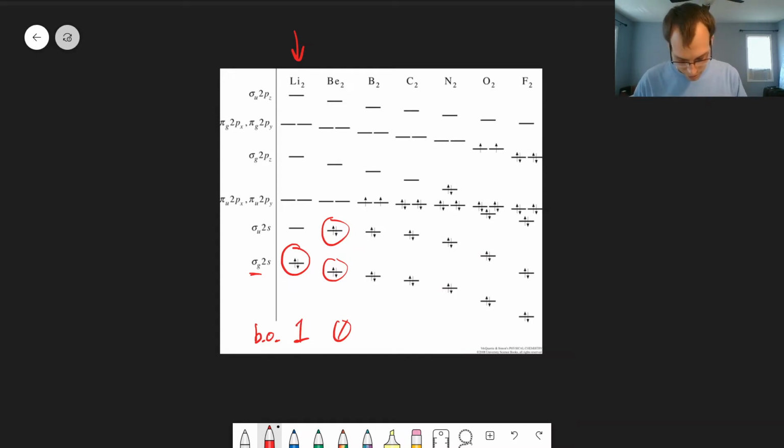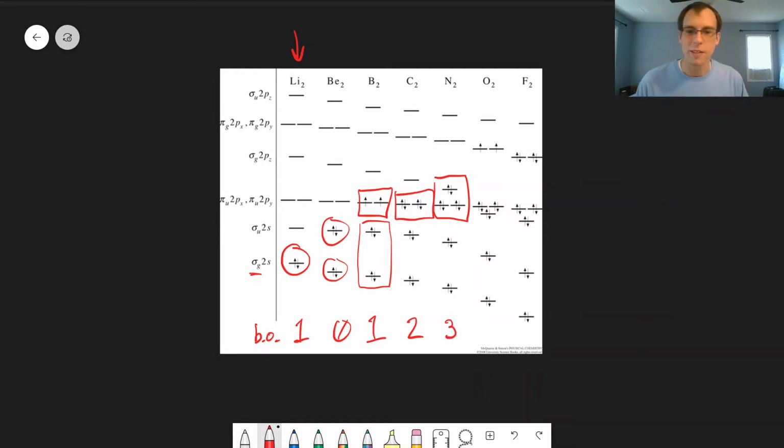Boron dimer. So now our s electrons down here are kind of canceling out, and so we'll get a bond order of 1 because we have 2 electrons in these pi bonding orbitals. As we go to carbon dimer, we now have 4 electrons in bonding orbitals, so that has a bond order of 2. Nitrogen has a bond order of 3, right? It has a triple bond in this, and so far nothing's very different from what you'd expect from, say, drawing a Lewis structure or something like that.